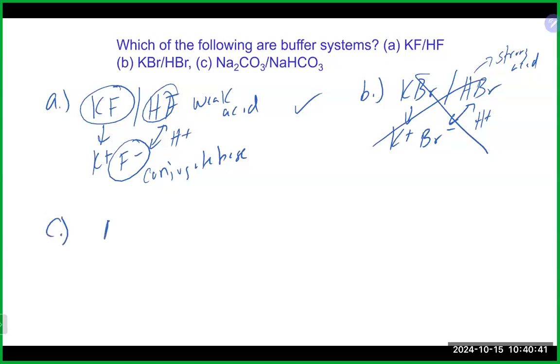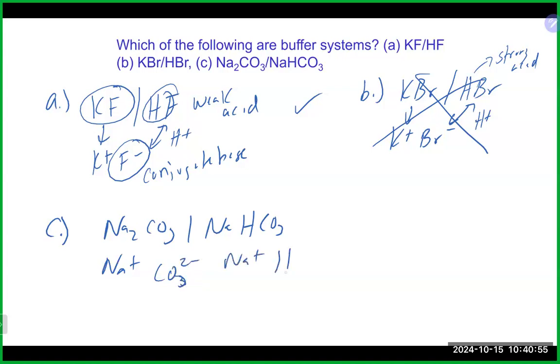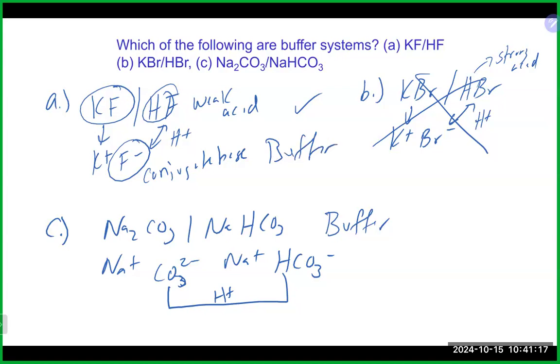Here we have sodium carbonate and sodium bicarbonate. In this case, we actually get rid of the sodiums here. We basically have carbonate, and on this side, we have bicarbonate. Again, the difference here is 1 H plus. That also originated from carbonic acid, which is not one of those 6, which means it probably came from something weak. And that would be a buffer. So it looks like A and C here would be buffers. B would not. Any questions on that?